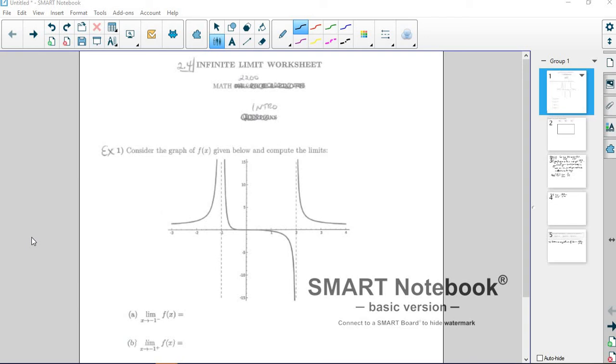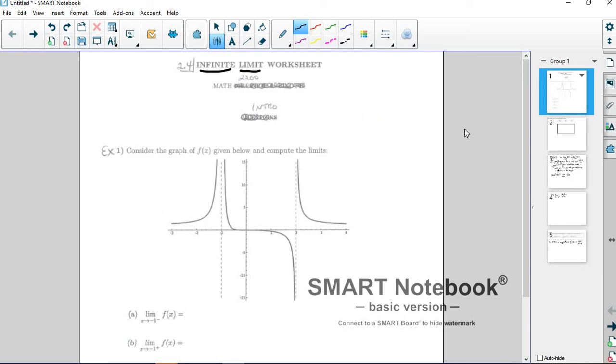Okay, so the idea of an infinite limit is this. First of all, if I say infinite limit, technically the limit doesn't exist. For a limit to exist, it has to equal a value, right? But infinite limits mean that it doesn't exist in a special way, okay?